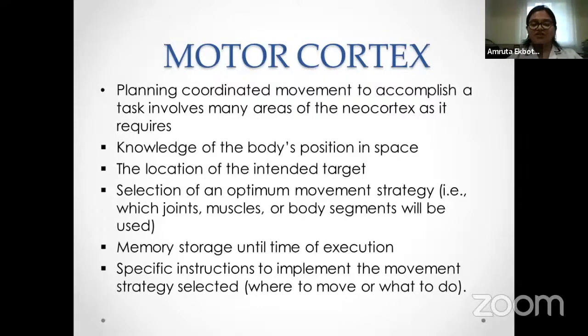Then specific instructions to implement the movement strategy selected. That is where to move and what to do, like how much the movement should occur and where the movement should occur.